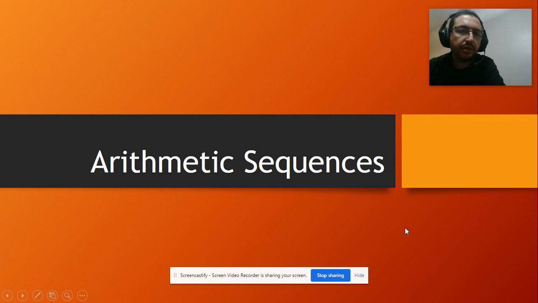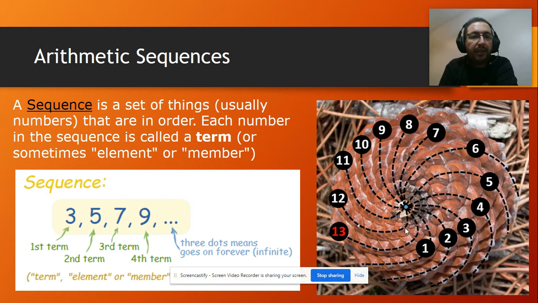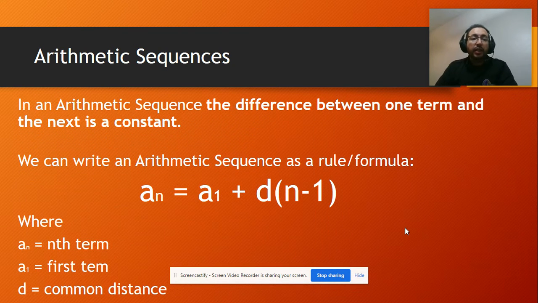Okay, today we're going to talk about arithmetic sequences. An arithmetic sequence is a set of numbers, or terms, that are in order, and they go on the same increment every time. Now, let's say we have an arithmetic sequence. The difference between one term and the next one will be a constant, a number.